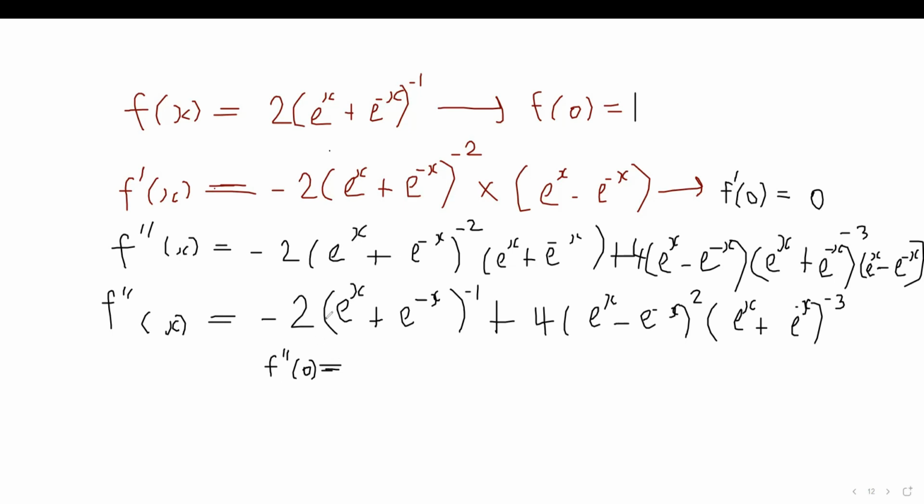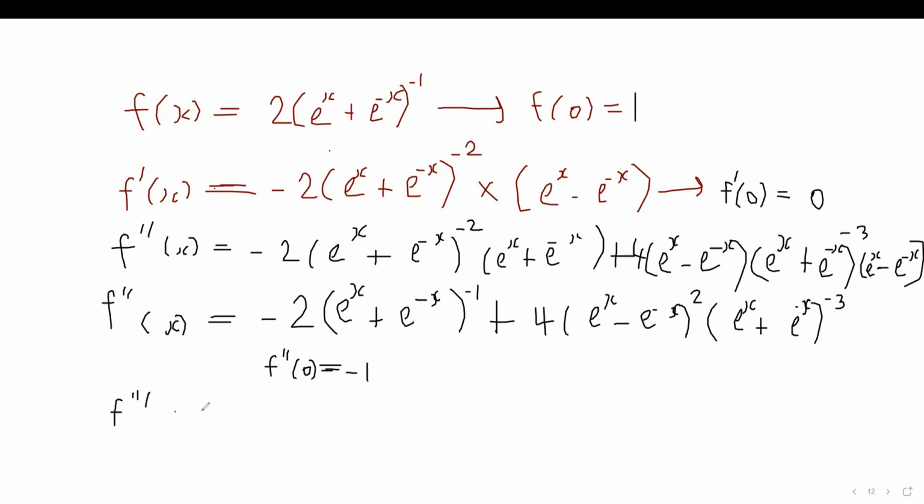And plug in 0, what do we get? On 0, that's 1 plus 1 is 2. Too much work. We get minus 1. Imagine, guys, math's beautiful. Now imagine you do all of this, and just when you plug in 0, you get minus 1. Math's so pretty, man. Now let's go find the third derivative.